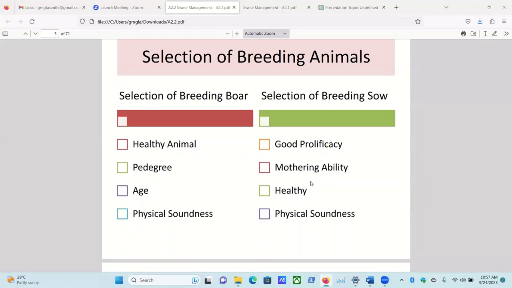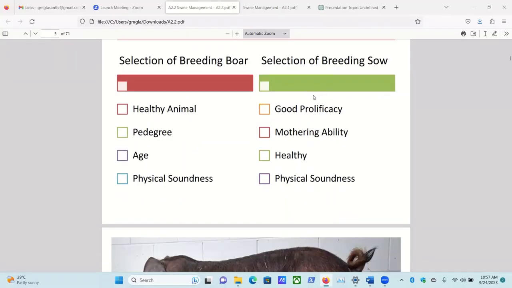And the physical soundness. The animal should be strong enough to bear the body weight of the male animal, because the male animal mounts for breeding. Then the particular sow should have the strength to bear that weight. So those are the characteristics you should check when you are selecting animals for the breeding stock.